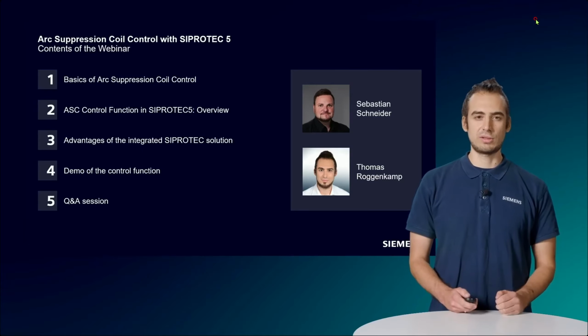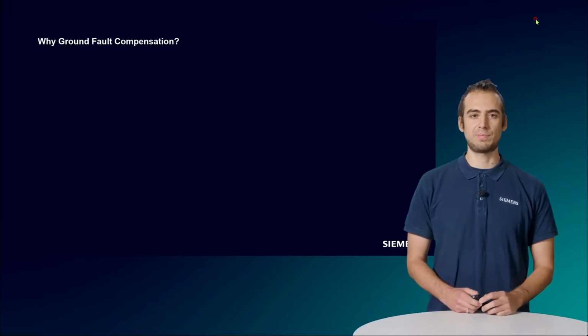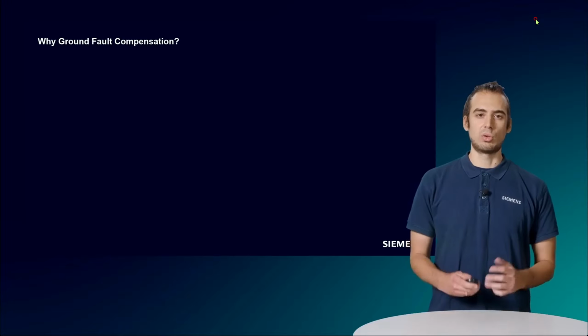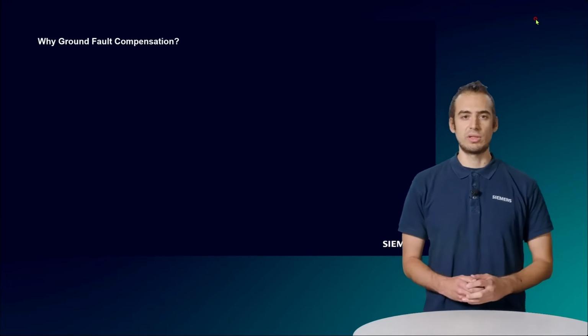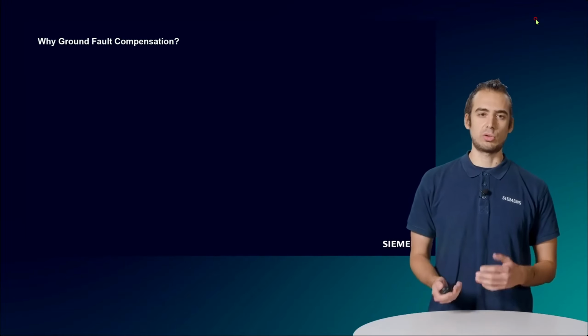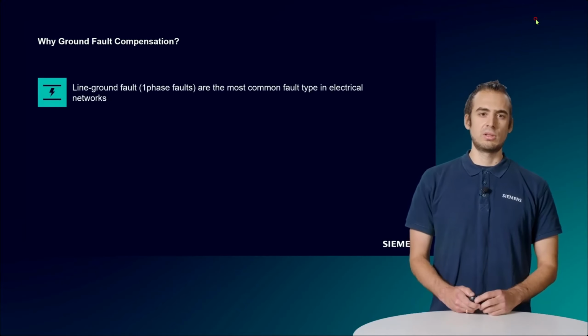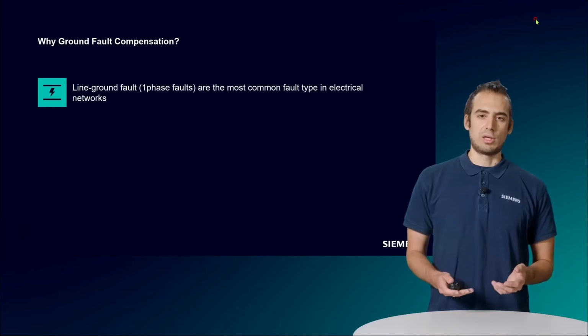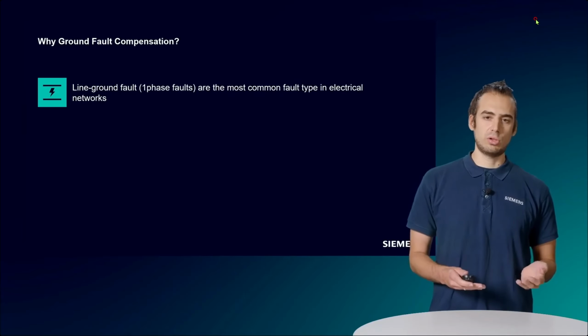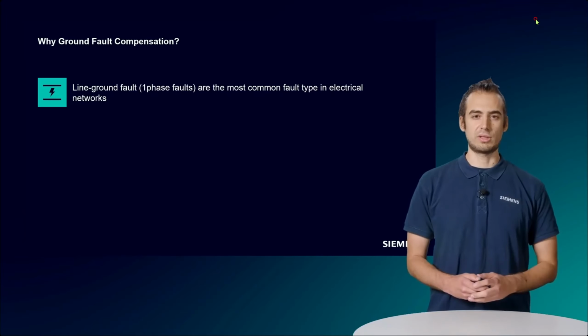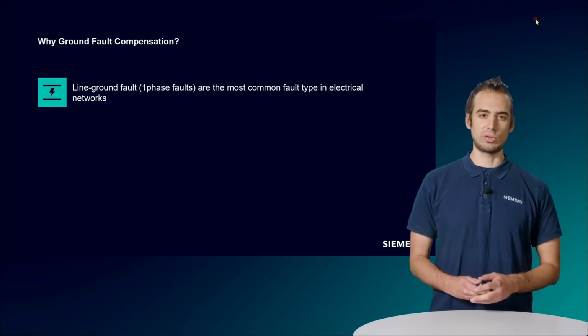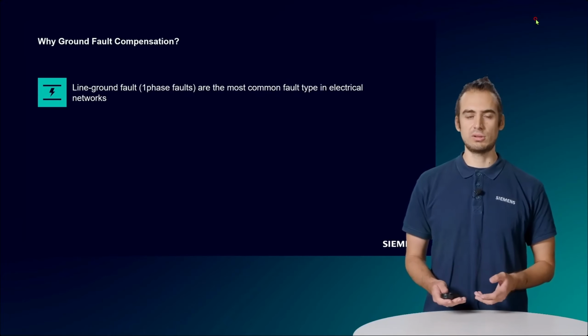So first, let's go a bit into the basics. So why do we use an arc suppression coil at all? Why do we use the compensated grid? So line to ground faults or one-phase faults are the most common type of faults in electrical grids. So they are quite important.